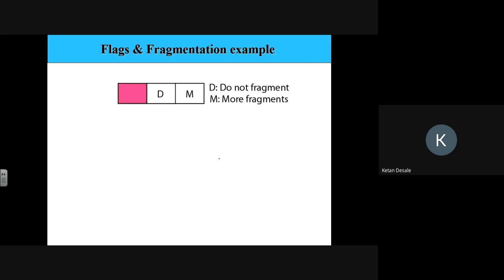Yes, these 3 bits are represented as a flag. The first bit is reserved, but the second bit is represented as D and the third bit is represented as M. D stands for do not fragment. Fragmentation is the process of dividing a packet into a small number of packets. Again, the question might come to your mind: why do we need to fragment the packet? Let me give one example.